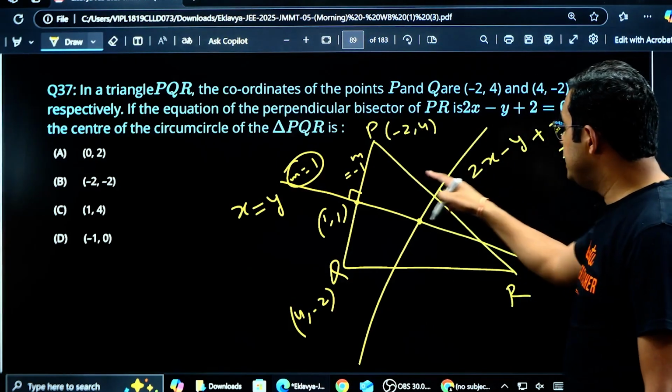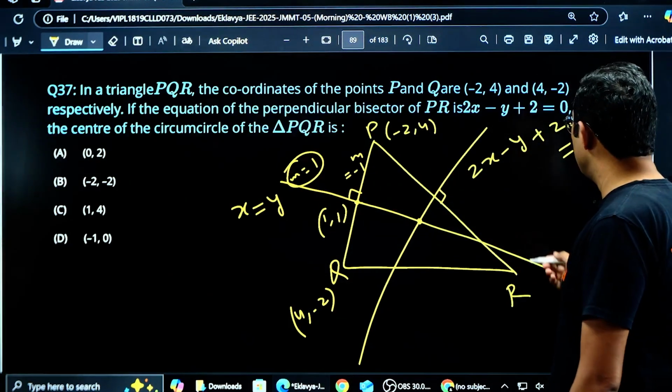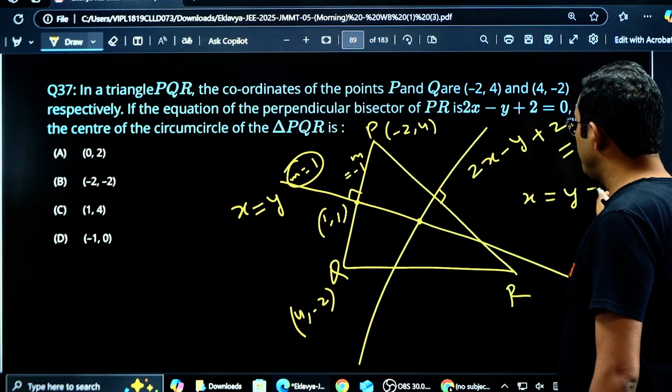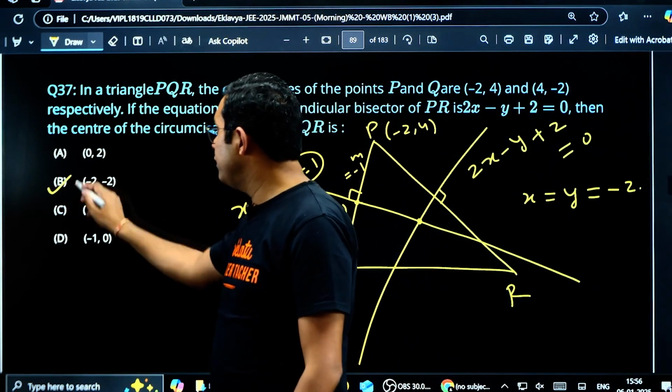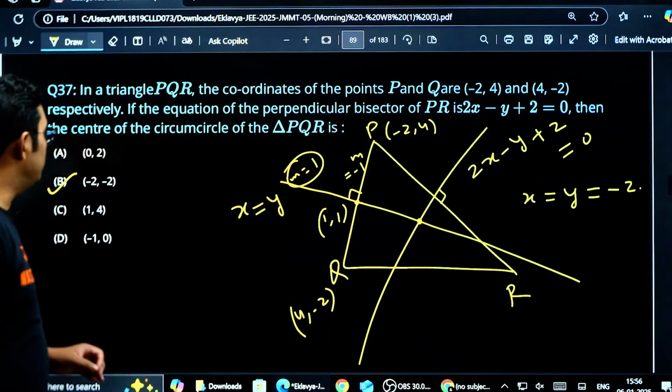Yeah. So solve these two, x is equal to y and 2x minus y plus 2 equal to 0. We get x and y both to be equal to, I think, -2. So the point will be, circumcenter will be B. B should be the answer of this question.